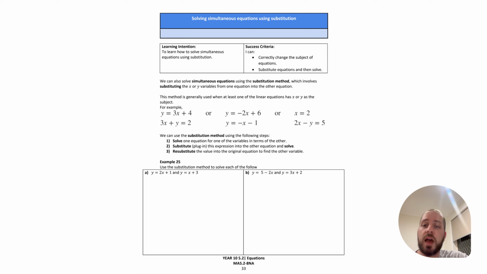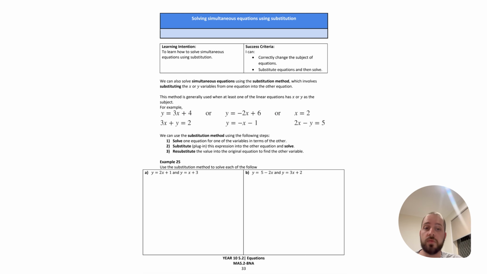So if we have a look at the text there, these are the instructions that we're going to go through today. So let's get out a highlighter. It says there, we can also solve simultaneous equations using the substitution method, which involves substituting the x or y variables from one equation into the other equation. Those words are in bold. If we highlight those, today we'll be looking at the substitution method. We should have some pre-context from Year 9 maths about the substitution method, but there's an example underneath it, so we'll keep reading.